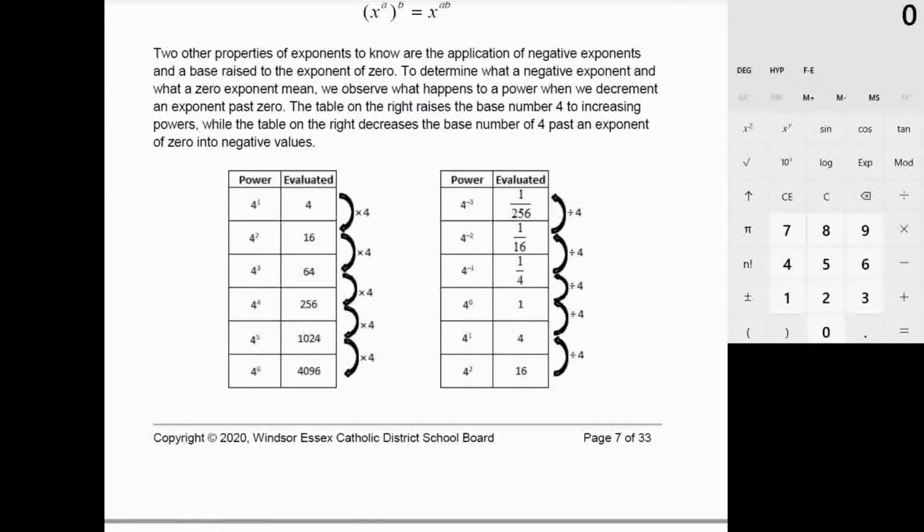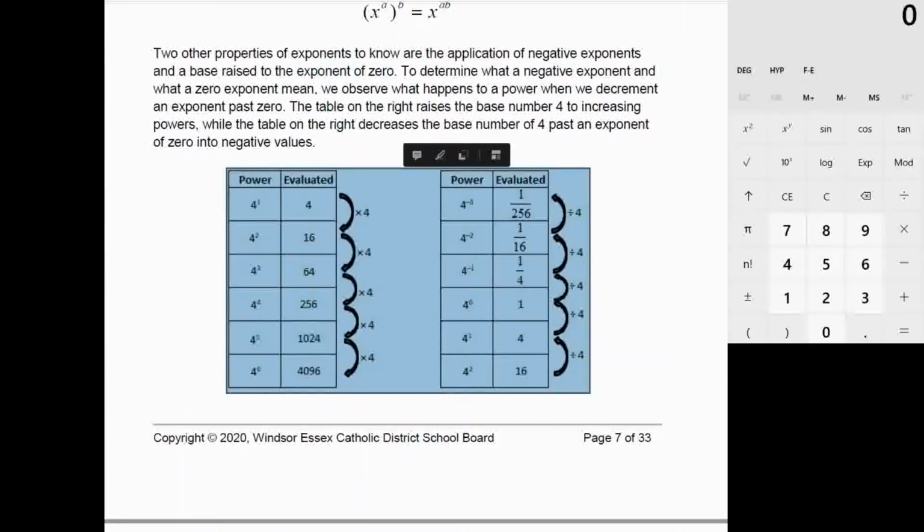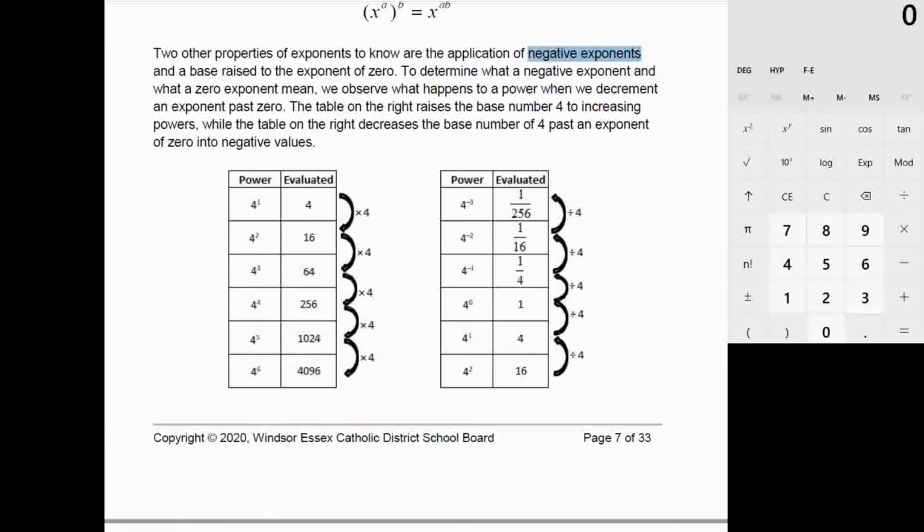And these would be what happens if we have an exponent of 0, and what happens when we have a negative exponent. And to figure out how these are calculated, what I'm showing you here are two tables that demonstrate another way of thinking of exponents.